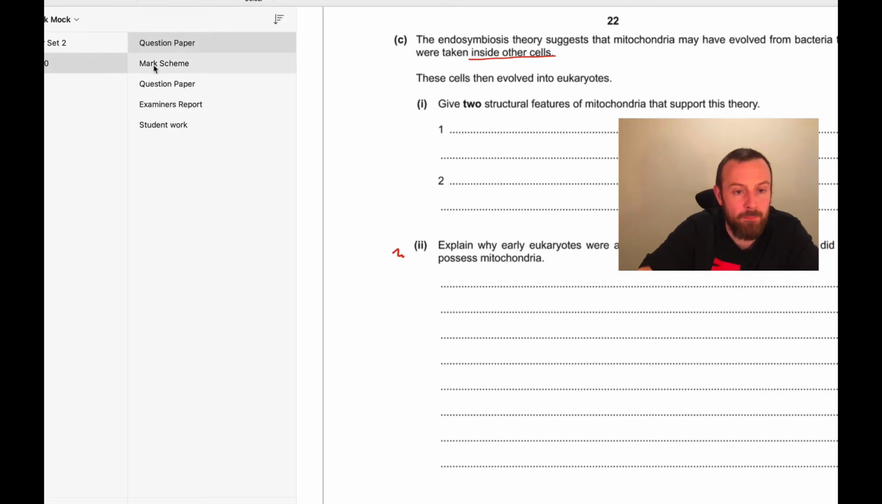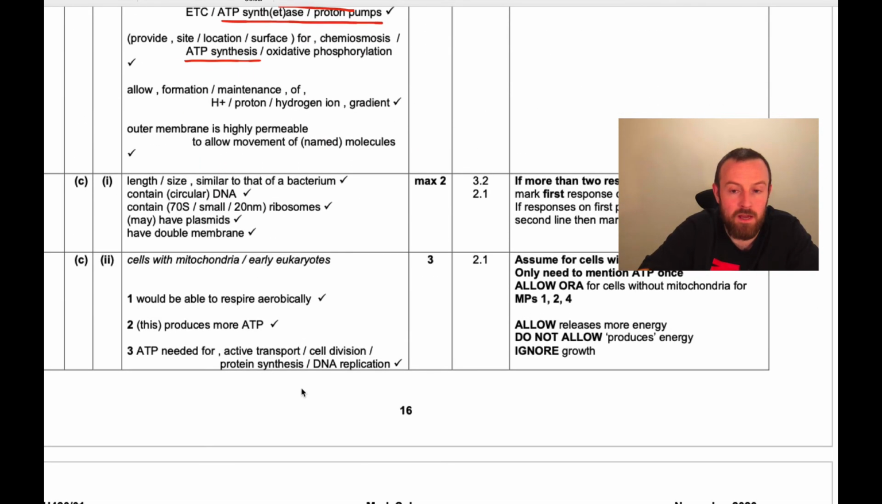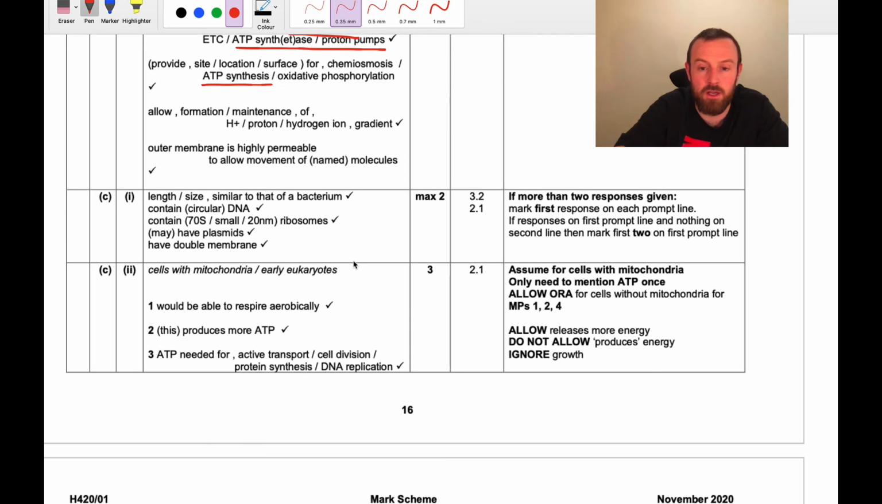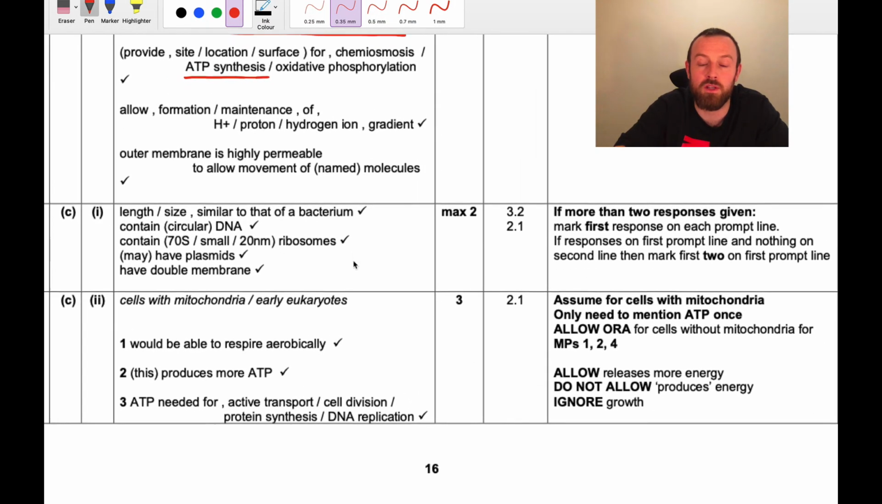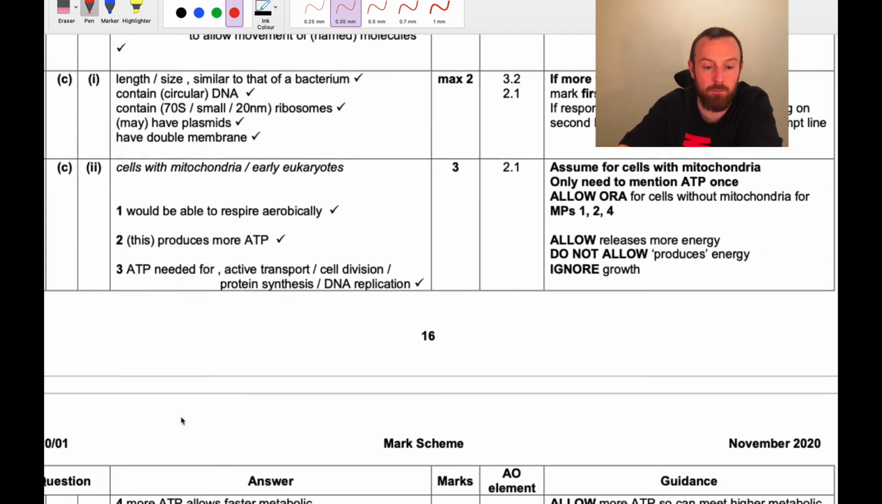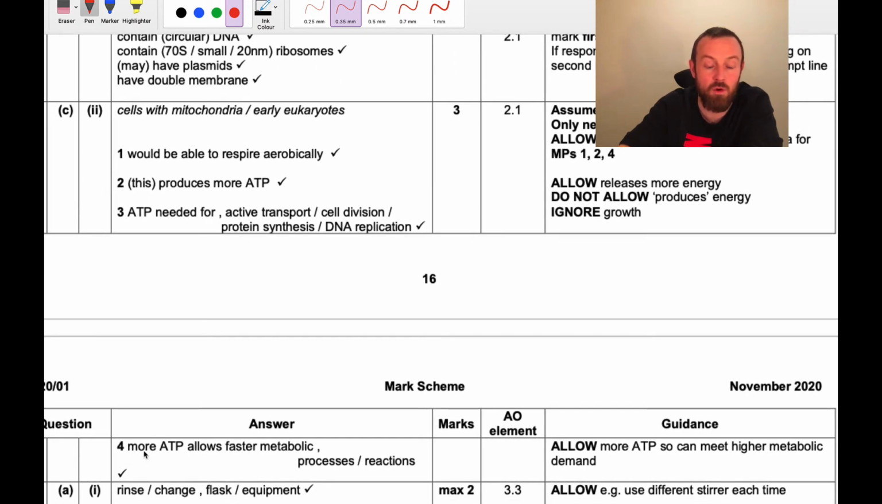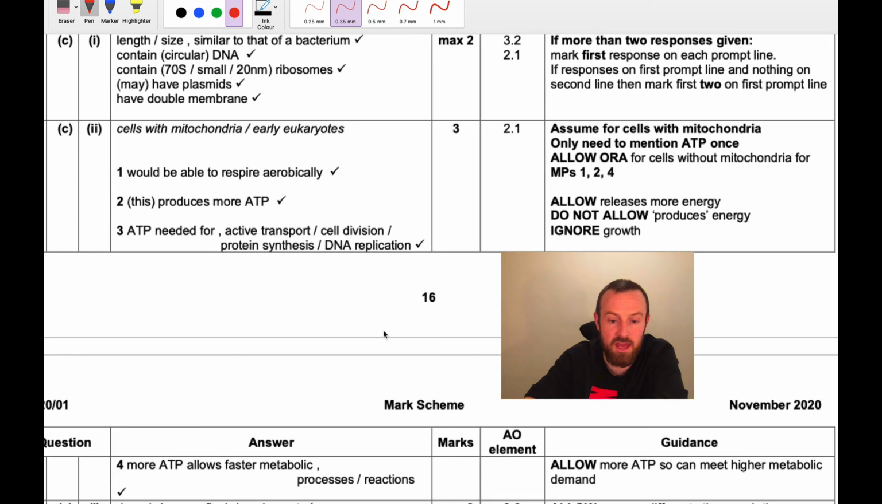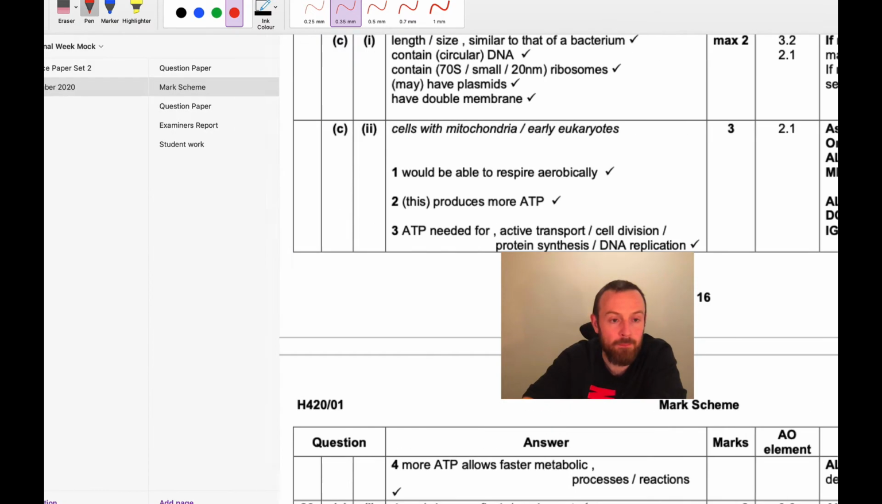Let's look at the mark scheme for both of those questions. So the mark scheme for the points that would suggest endosymbiotic theory is right here. And the one that we've just been talking about is down here. So we'd be able to respire aerobically, more ATP, and ATP is needed for, I think you need to say, metabolic processes. Yeah, this is down here, this point here, for more metabolic processes. So have a pause there if you want to look at the mark scheme for either C1 or C2. Okay, let's move on.